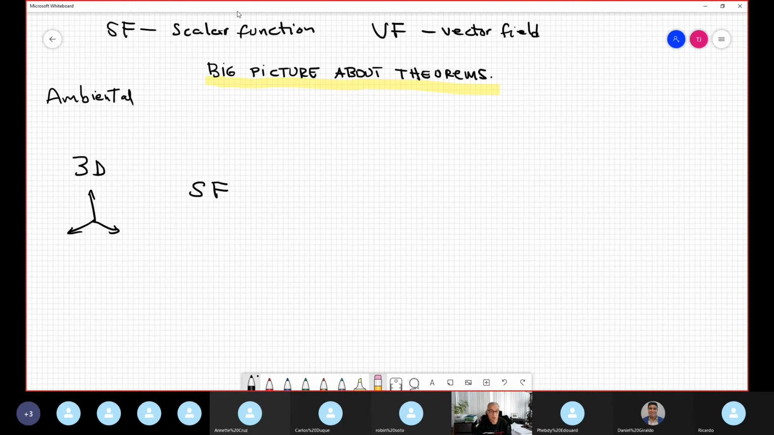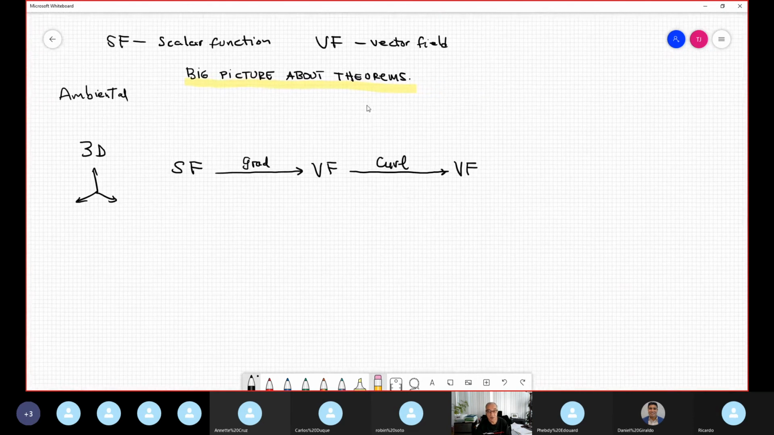Okay? Alright, so now you compute, for example, the gradient of one hypothetical scalar function, and you get a vector field as the result. And you compute the curl now, and you get another vector field. Remember, in 3D, the curl is a vector. And finally, we compute the divergence, and you come back again to the scalar function. This is classical, right?